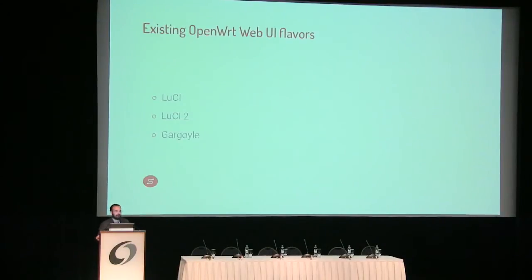OpenWrt has some existing flavors, as we all know: LuCI, LuCI 2, a bit newer variant, and Gargoyle. Personally, I never used Gargoyle. I mostly used the LuCI interface. But when you start working with clients, they don't use these interfaces for their products. They always want to have their own Web UI.